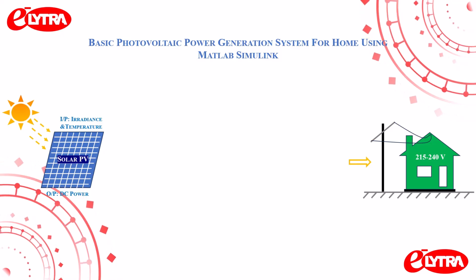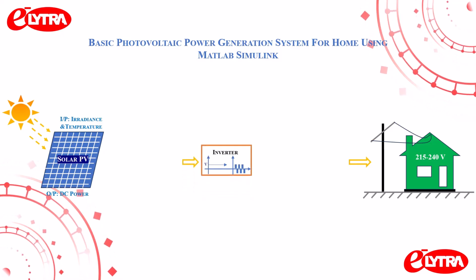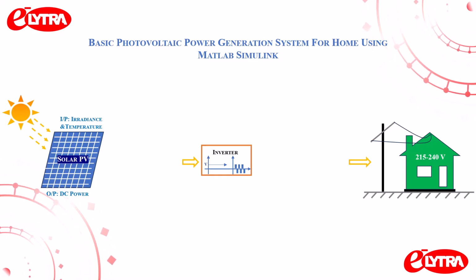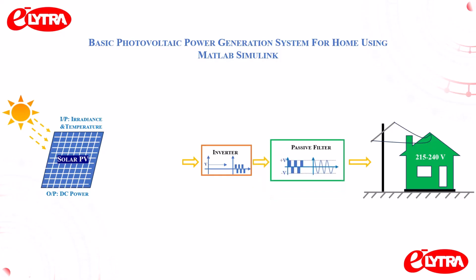So to convert DC to AC, we need to use a power electronic device, an inverter, but this inverter only produces pulsating AC, not pure AC. So to get pure AC, we need to use a passive filter like LC or LCL filter.